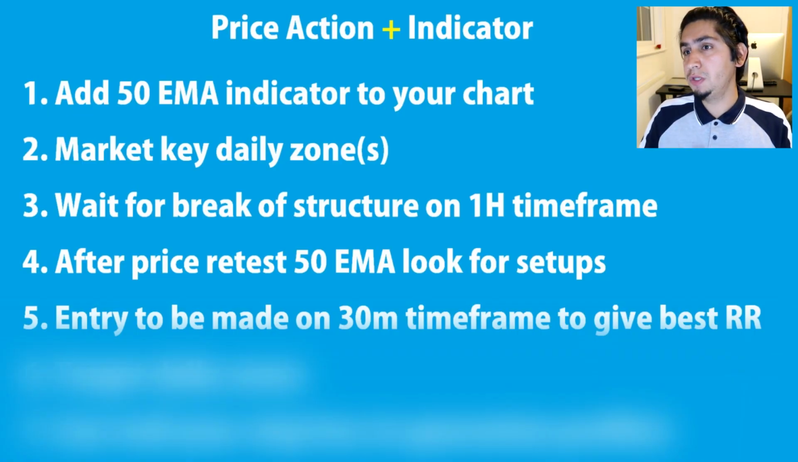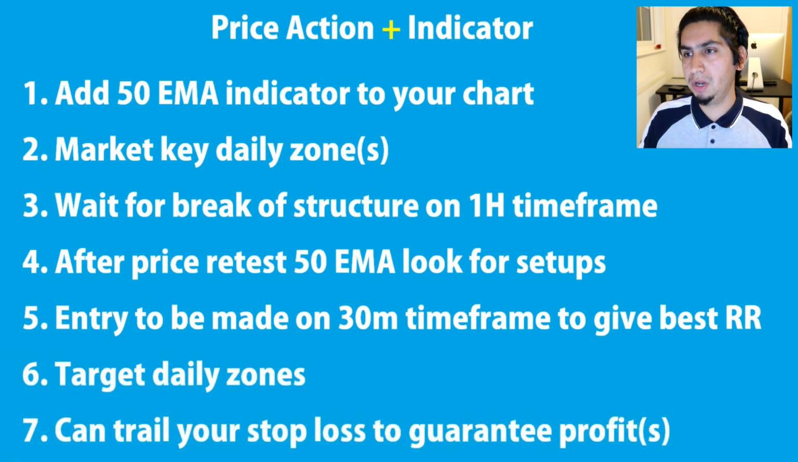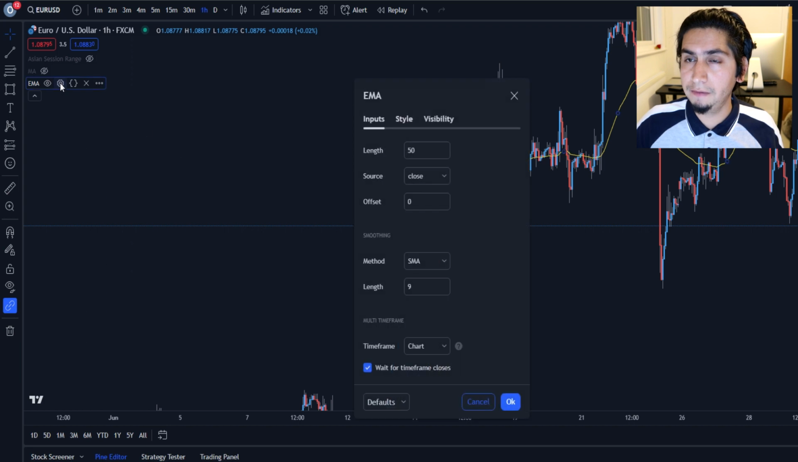Number 5, entry to be made on the 30-minute time frame to give you the best RR, risk to reward ratio. Number 6, you're gonna target the daily zones. And number 7, you can trail your stop loss to guarantee profits. Now, let's go onto the charts and apply this. So I added the 50 EMA. The settings you need to have is 50 length at this section smoothing.